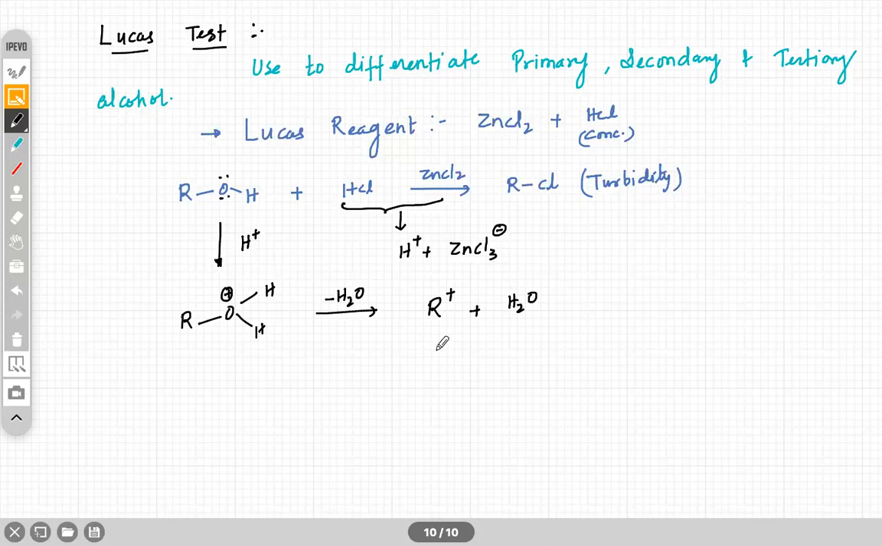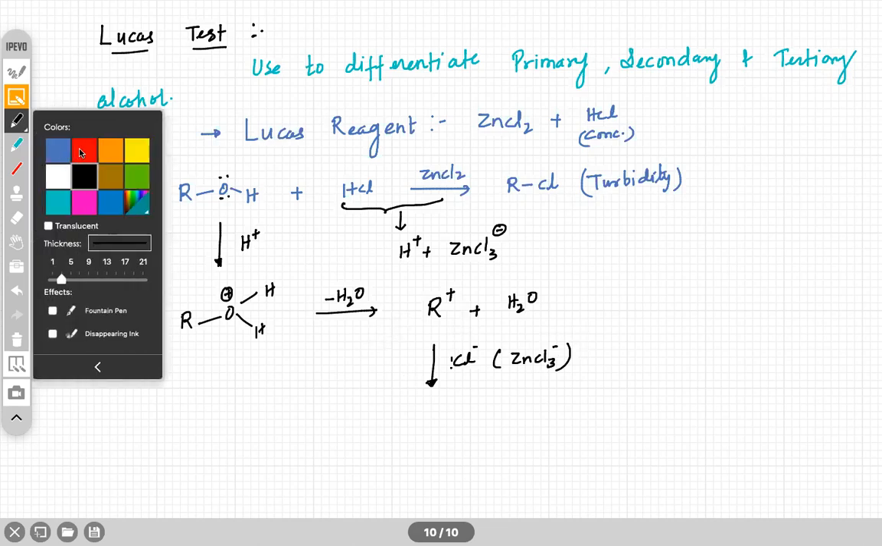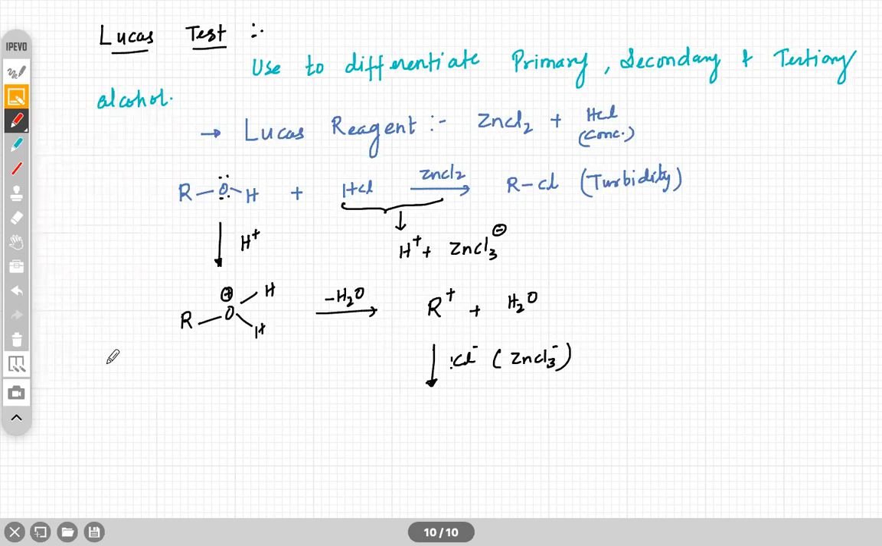Then from ZnCl3 minus, Cl minus comes out, I'll write down here in the bracket. From ZnCl3 minus, Cl minus comes out, and this attacks onto this carbocation, right? And it forms RCl finally.